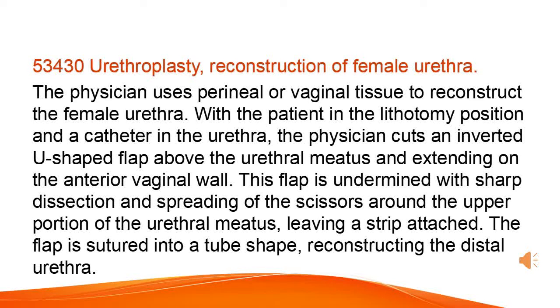above the urethral meatus and extending on the anterior vaginal wall. This flap is undermined with sharp dissection and spreading of the scissors around the upper portion of the urethral meatus, leaving a strip attached. The flap is sutured into a tube shape, reconstructing the distal urethra.